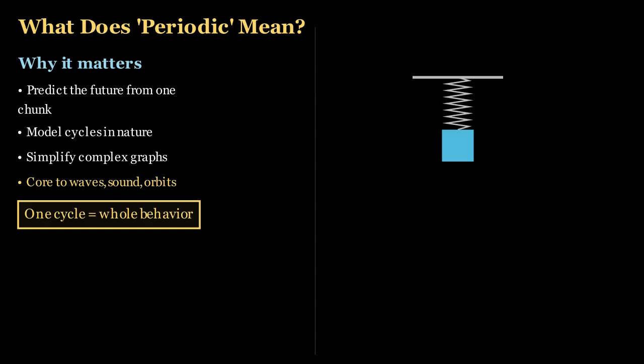Let us see this on a graph. Picture a wavy shape that goes up and down. Pick a point on the x-axis. Now slide the whole graph to the right by a certain distance. If the shifted graph lands perfectly on top of the original, then the function is periodic. That shift distance is the period, which we usually call capital T.